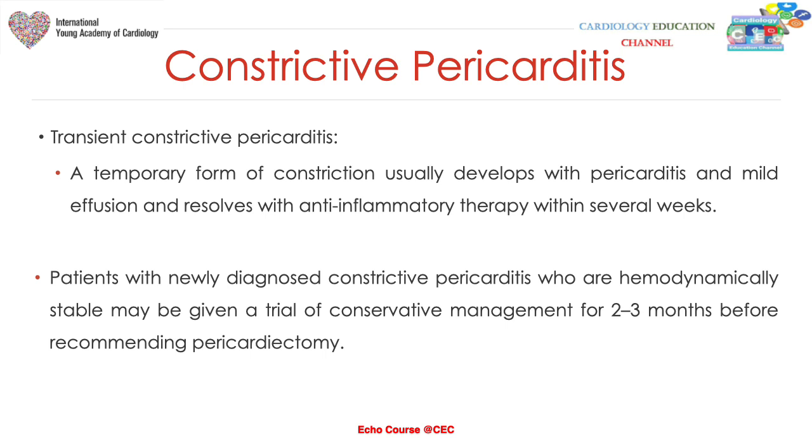So if you diagnose your patient with constrictive pericarditis, it may be the first entity, transient constrictive pericarditis. So you should give him anti-inflammatory treatment and follow him up for 2 to 3 months, provided he is hemodynamically stable, before taking the decision to send him for surgery.